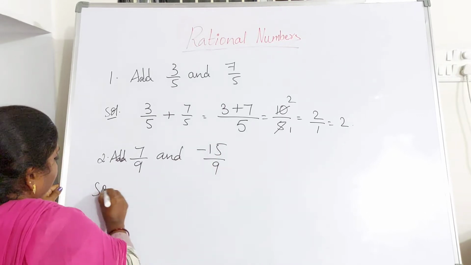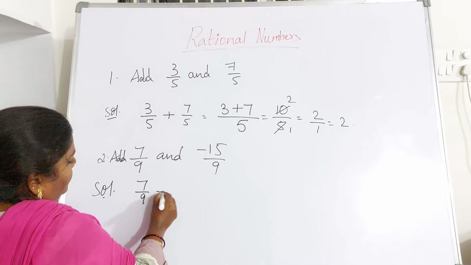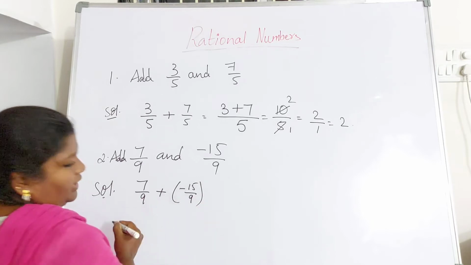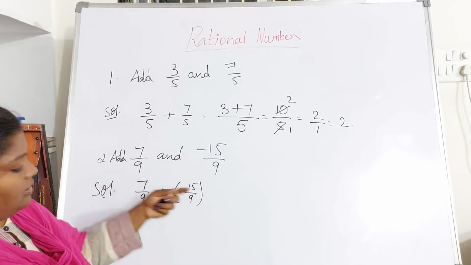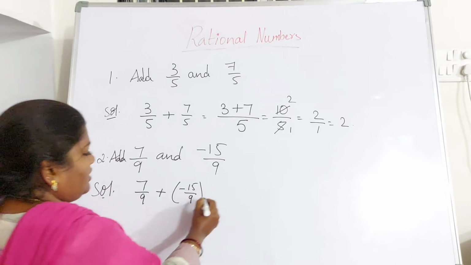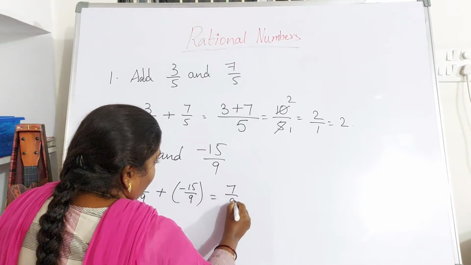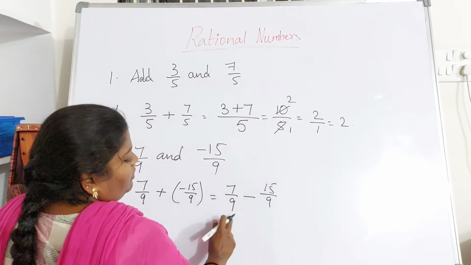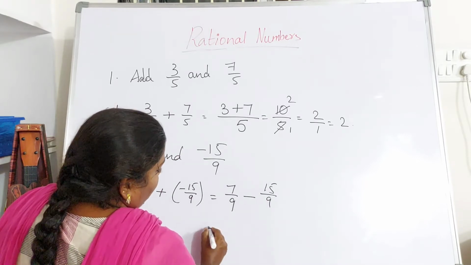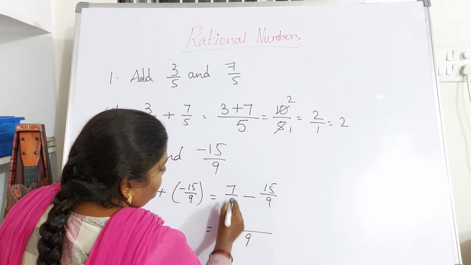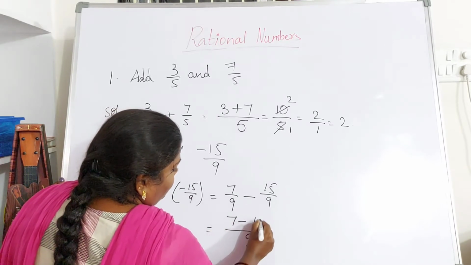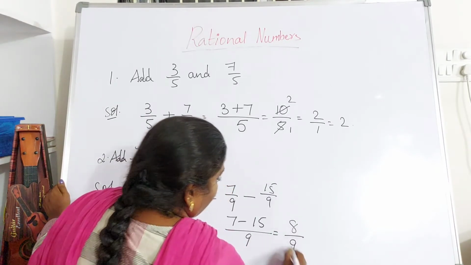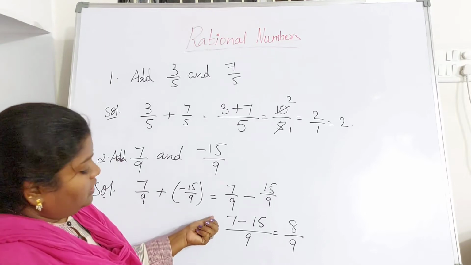Let me show: 7 by 9 plus, because there is a change of sign, I am writing this in brackets. Either you can directly multiply the signs and change here itself. That is 7 by 9 plus into minus is minus 15 by 9. Because the denominators are the same, you can directly write 9. So the numerators, that is 7 minus 15, is nothing but 8 by 9. You know the subtraction of integers.